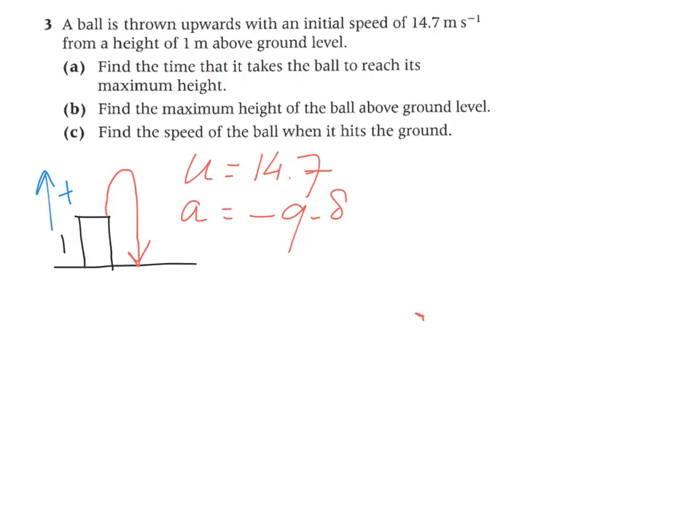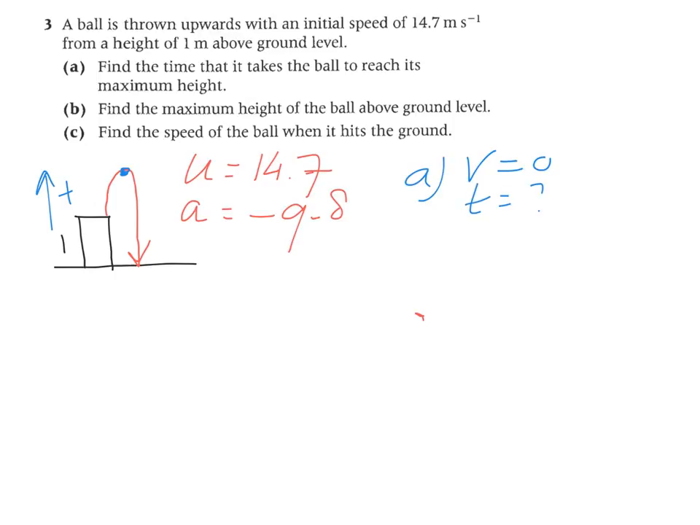So the maximum height is going to be at that particular point at the top, and you will realize that the velocity at that moment is 0, because for just a split second the velocity will be 0 before the ball drops down again. Okay, all of this information, so the question is, what is t?